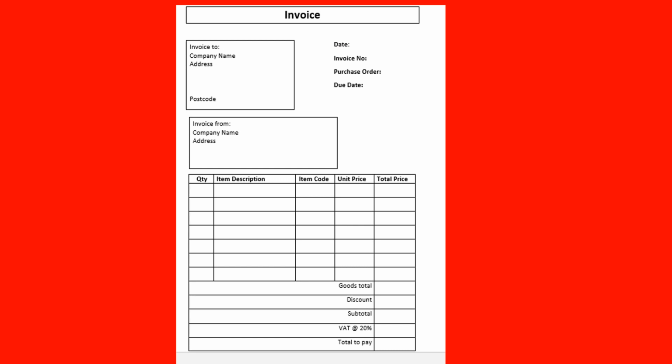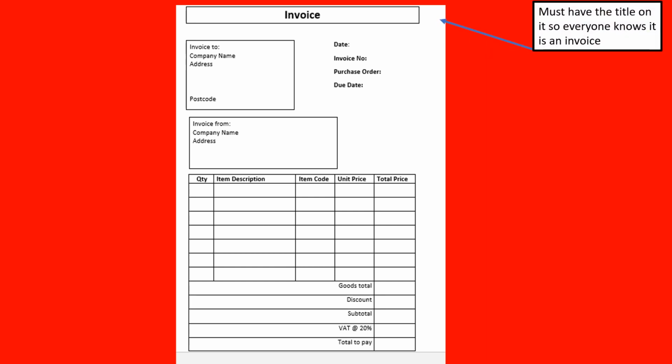So this is what an invoice looks like. It actually looks pretty much like some of the other documents, so be careful when you're looking at them. The first thing we need to look at is that it's going to have the word invoice on the top, so you can guess that it's an invoice, we are asking for payment, written at the top up here.